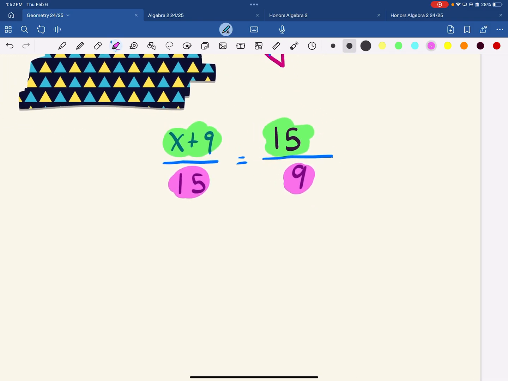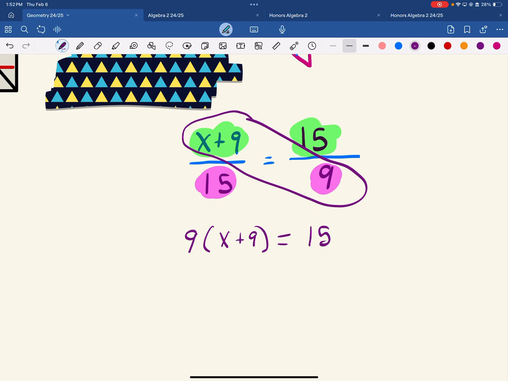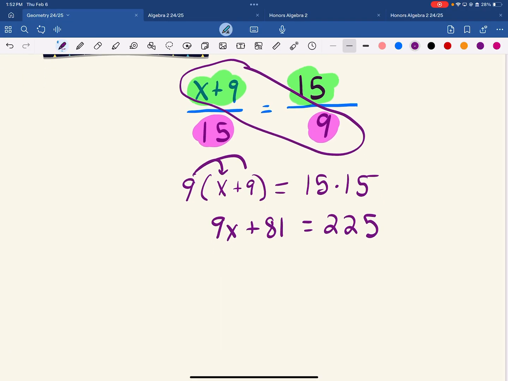Now we can work on solving this. Cross products. So I'm going to take 9 times x plus 9. That's going to equal 15 times 15. And this you're expected to be able to solve. Okay. 9 times x is 9x. 9 times 9 is 81. 15 times 15 is 225. And use your calculators for that? Great. Use your calculators.